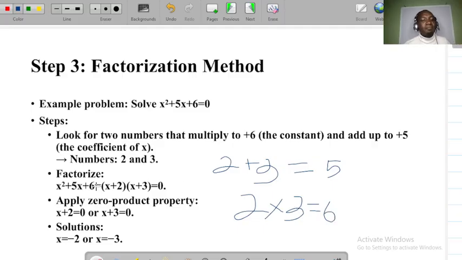Exactly. So the next thing to do is to enclose each of them with x in the bracket. That is, we have the unknown x plus this 2, then second bracket x plus this 3 to be equal to 0. So that means the factors of x squared plus 5x plus 6 are x plus 2 and then x plus 3. So the next step is to apply the zero product property.